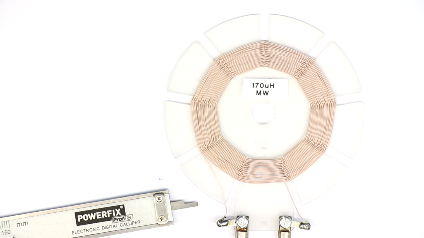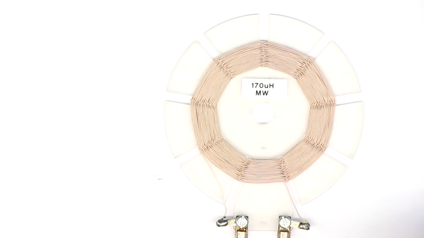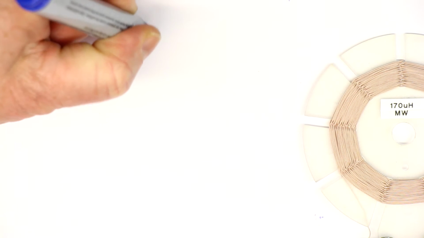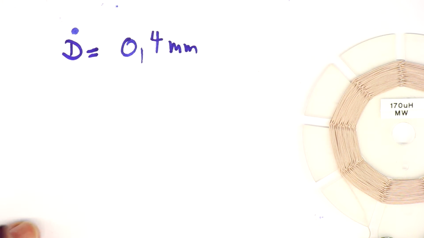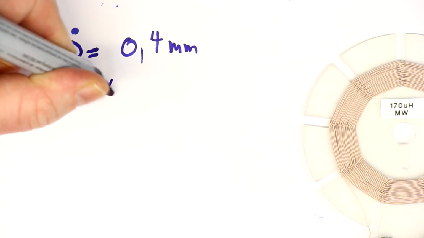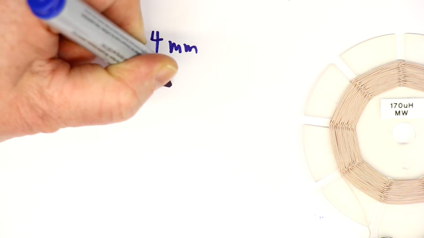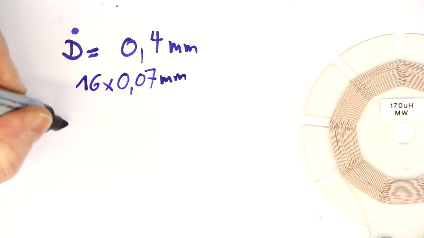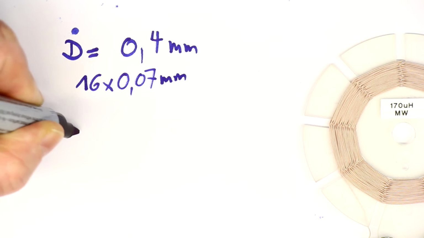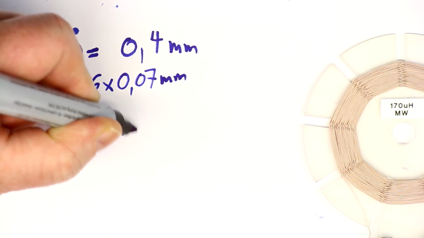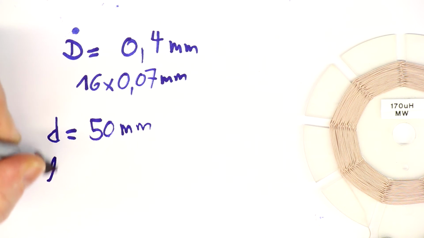So let's remember this. We have 0.4 millimeter as the total thickness compared to a solid copper wire. We have 16 times 0.07 millimeter litz-wire. We have an average diameter of the winding of 50 millimeters, and we have what we call here the length of the winding.